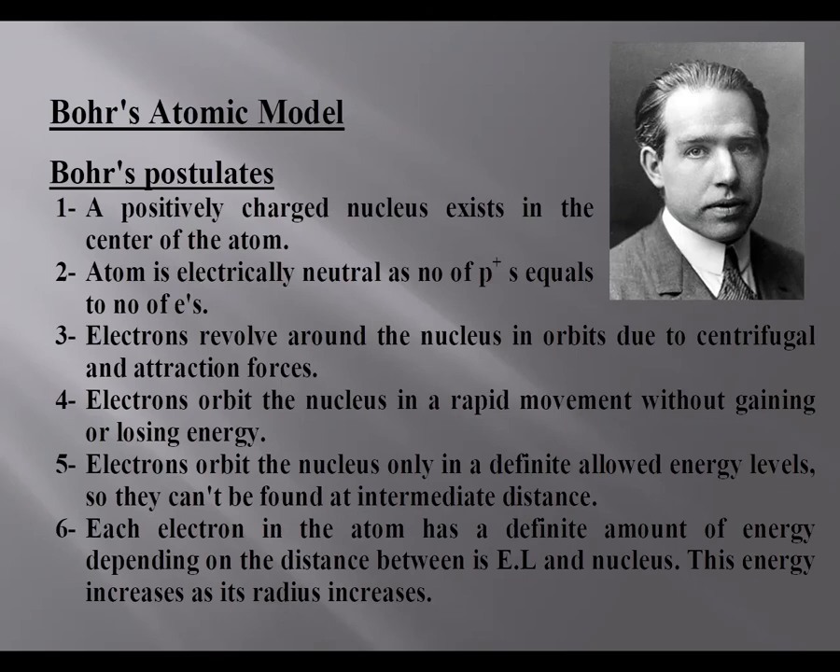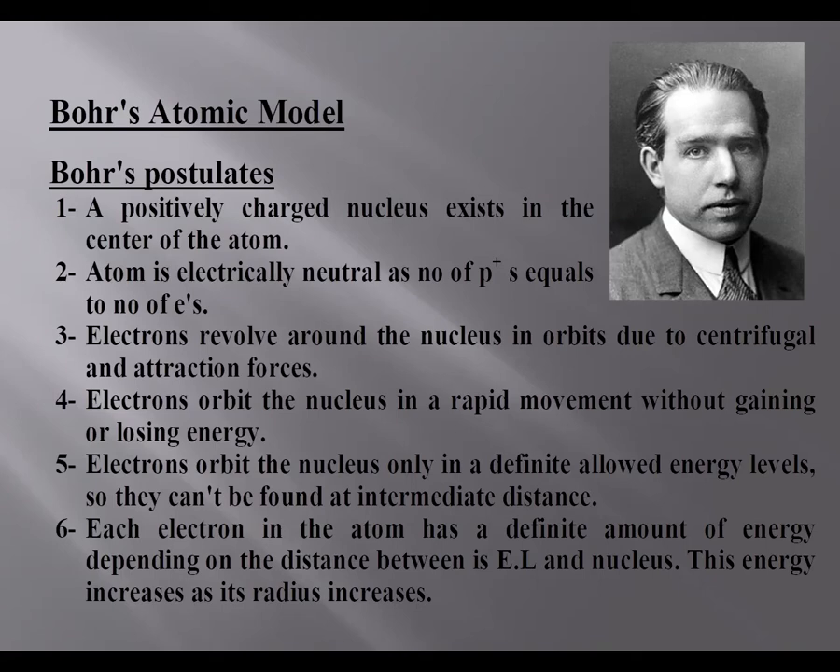After that, Bohr's atom. Bohr's first postulate: a positively charged nucleus exists in the center of the atom. Number 2, the atom is electrically neutral, as the number of positive protons equals the number of negative electrons. Number 3, electrons revolve around the nucleus in an orbit due to the centripetal force and the attraction force, which are equal and in opposite directions.